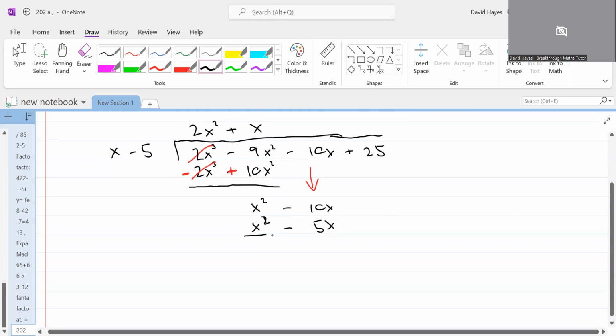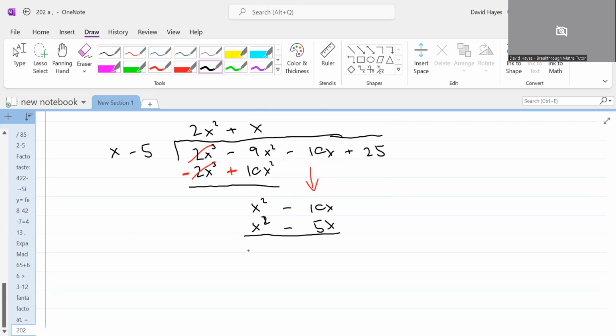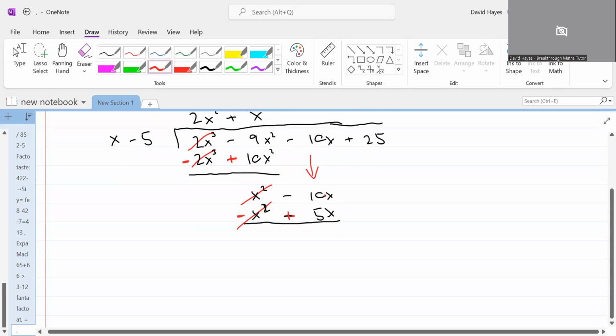I then draw a line again under it. Again, we're going to add the two lines. We want the x squareds to cancel. At the moment, plus x squared gives me plus 2x squared. That's no good. I'm going to have to change the sign again, so this becomes a minus x squared. I can't just change the sign of the minus x squared. I have to change the sign of everything in the line, so the minus 5x becomes a plus 5x. Now x squared minus x squared cancel. Minus 10x plus 5x leaves me with a minus 5x.